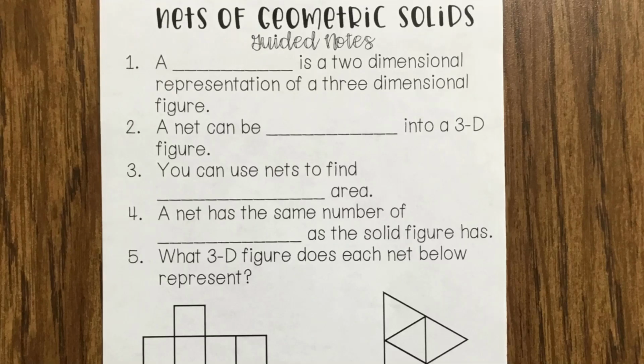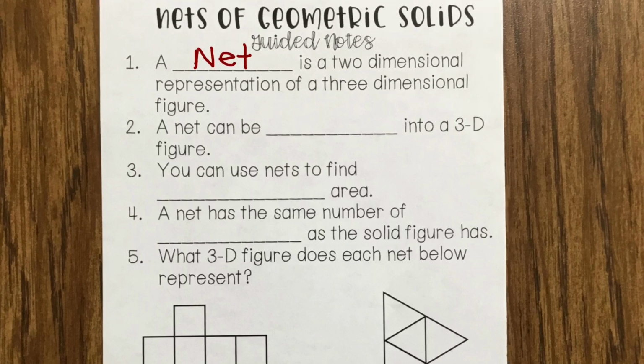Geometric solid. Okay. A net. All right. It's not like a fishing net that you're thinking of. Okay. This kind of net is a two-dimensional representation of a three-dimensional figure.